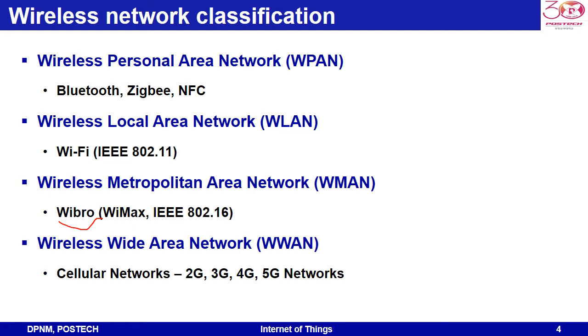The last one is called Wireless Wide Area Network, or WWAN, and cellular networks such as 2G, 3G, 4G, and 5G networks are examples of wireless WAN. These are the communication technologies that our mobile phones use to do voice as well as data communications.